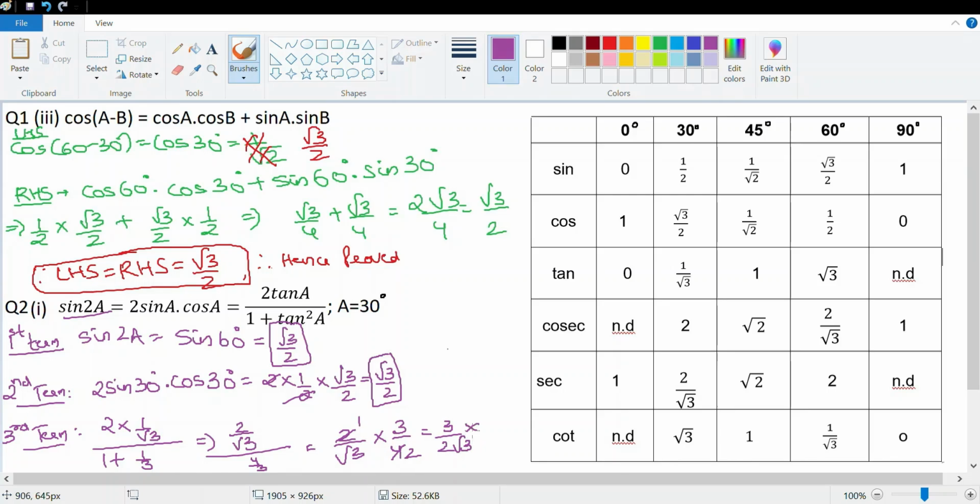Let's rationalize. So this becomes 3 root 3 upon 2 into 3, which means root 3 upon 2. I have less space here. So anyway, we've got the third term also equal to root 3 upon 2. Now since first term is equal to second term is equal to third term, hence proved.